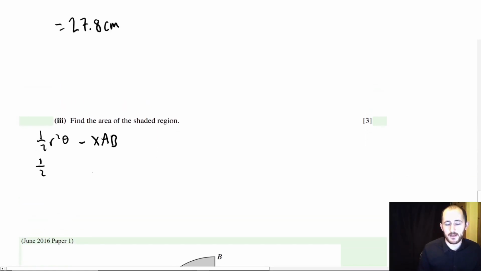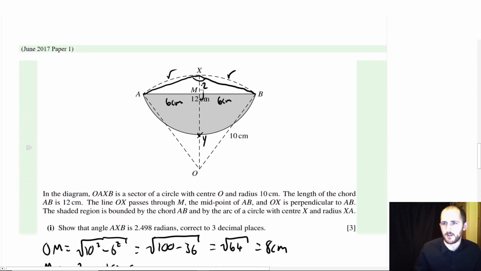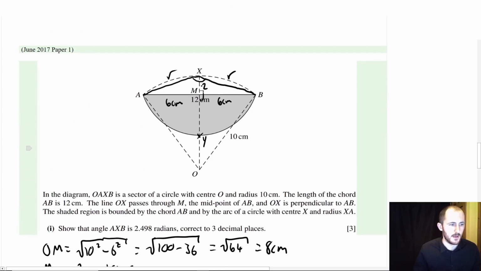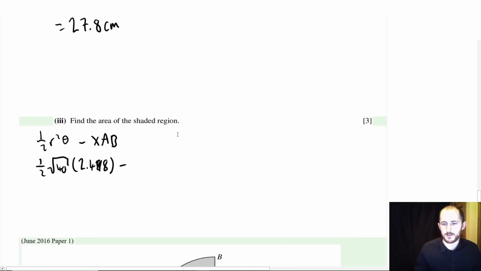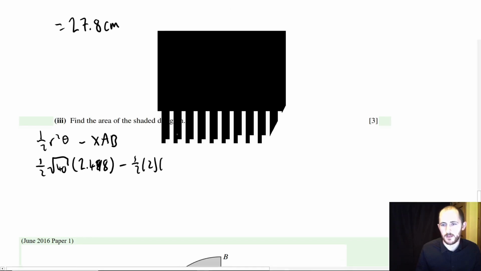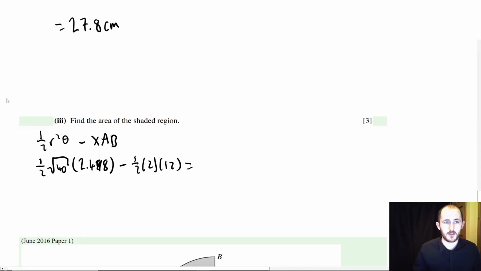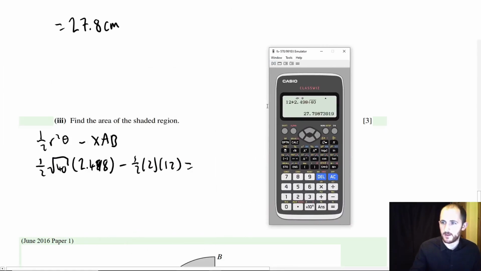So a half, we worked out what the radius was. It was root 40. So a half root 40, and then the angle was 2.498. And we're minusing XAB. And XAB is going to be a half times 2 times 12. So half times 2 times 12, so basically just start minusing 12. And if you do subtract these, you're going to get a hopefully satisfying result. So 0.5, I don't have numlock on, 0.5. Square root 40. Oops, there we are. Times 2.498. Minus, again, I know it's going to be 12, so I'm just going to minus 12.